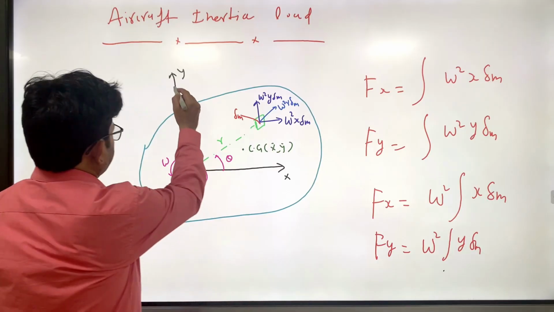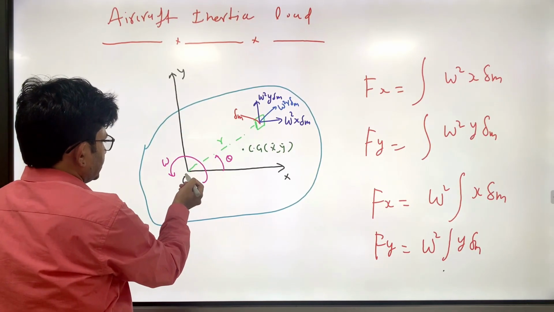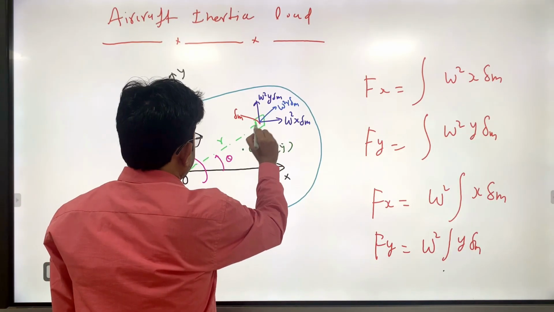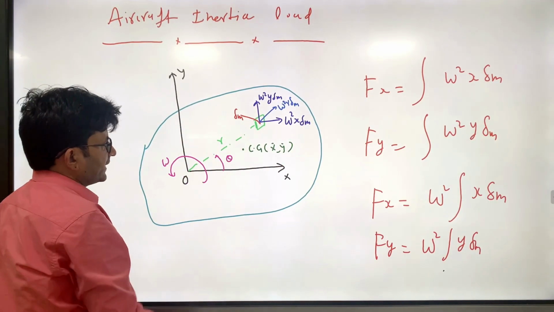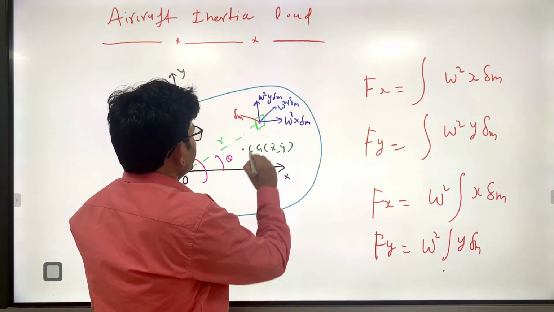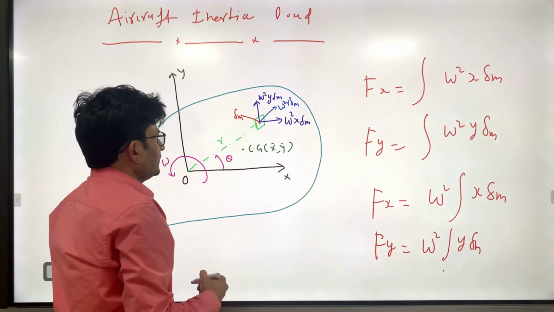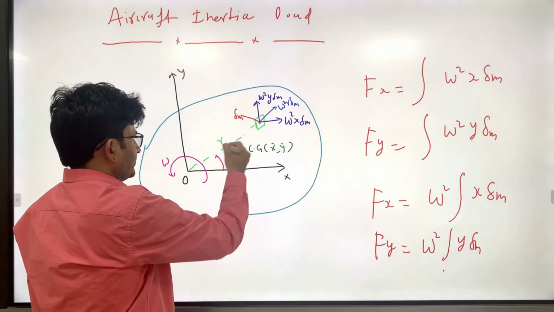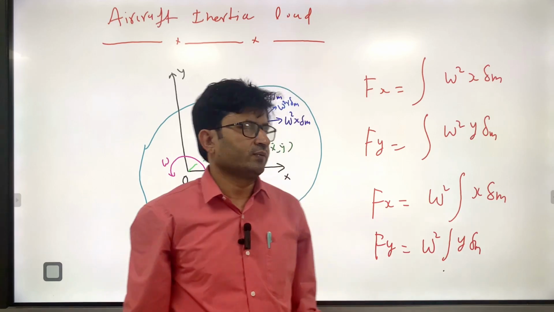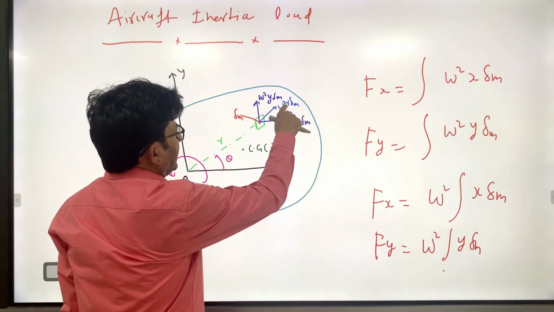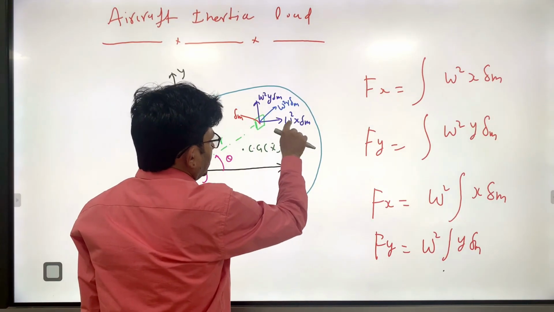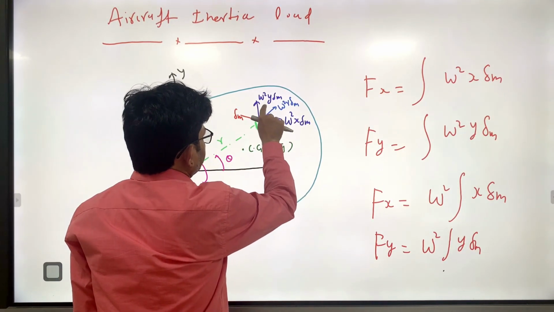You can take two axes, x and y, and take the origin as O, and you can denote an elemental mass delta m at a distance r, which makes an angle theta with the horizontal, and the CG somewhere here, x bar, y bar. When the body is rotating, the centripetal force will be in this direction, right? So what will be the inertia force? Opposite to that one. That means delta m r omega squared will be in the outward direction. You can resolve it into two components: omega squared x delta m and omega squared y delta m.